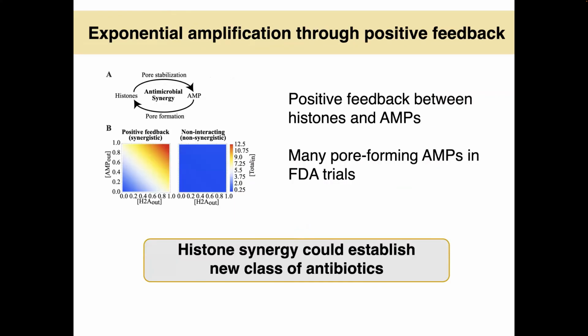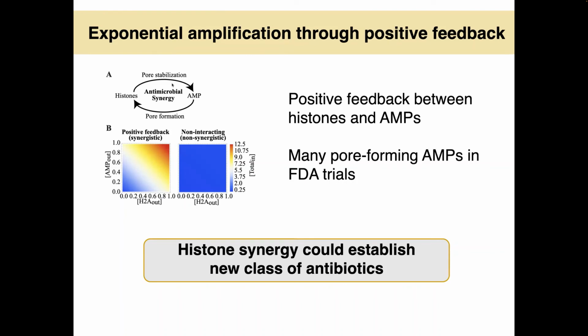We found these novel pores that we may be able to take advantage of in order to kill bacteria. We did a little bit of modeling to understand exactly what the dynamics were that led to this antimicrobial combination becoming so potent. We described this as a positive feedback loop. The antimicrobial peptides will form pores. The histones will then lead to pore stabilization and reorganize the chromosome. This leads to what we describe as antimicrobial synergy, a positive feedback loop which allows these molecules to enter the bacteria really well.